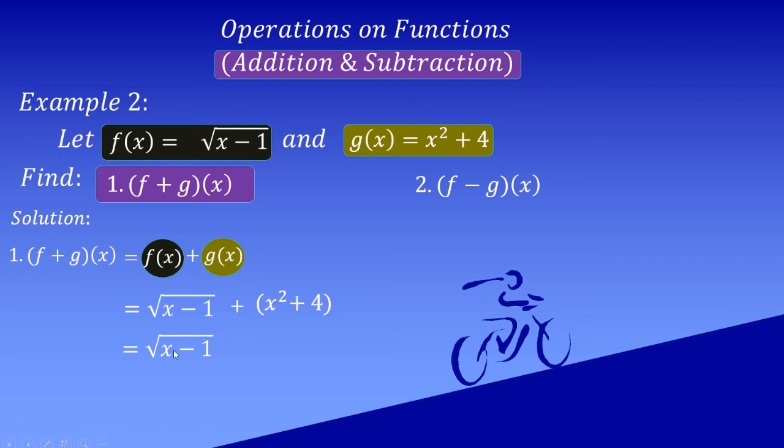Then get the sum: square root of x minus 1 plus x squared plus 4. So we cannot combine the three terms. Okay, you may arrange in descending order. Then x squared plus square root of x minus 1 plus 4.